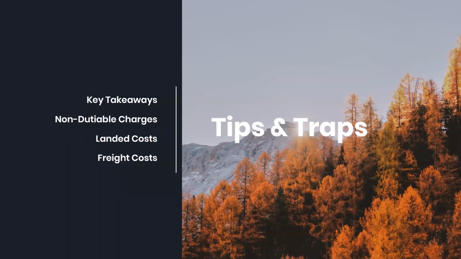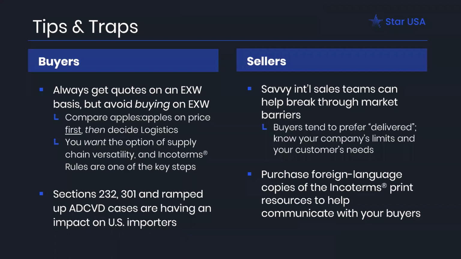Heading into the last section here, key takeaways, tips and traps. Buyers, I recommend that you always get quotes on an Ex Works basis, but avoid buying on Ex Works. I've said it a couple times, but you want to compare those apples to apples on price first, then decide your logistics. And you want the option of supply chain versatility, and Incoterms rules are one of those key steps, particularly in the case of the advanced tariffs on sections 232 and 301, as well as the AD/CVD cases and the customs enforcement generally, as well as the Uyghur Forced Labor Prevention Act, UFLPA, and imports from the XUAR region. Those risks get folded into your considerations when buying from overseas and recognizing what the possibilities are. So buying on an E or an F term from certain locations can be problematic.